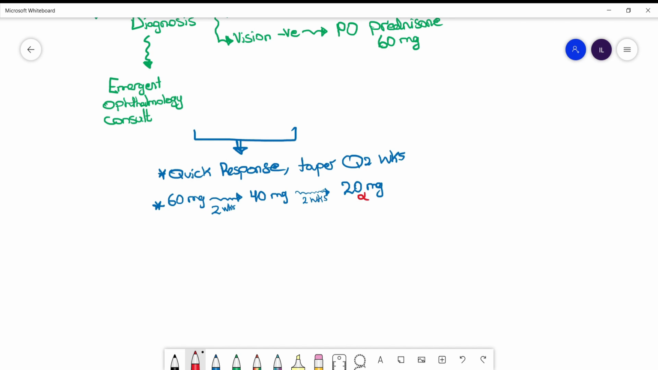And the answer is you put them back on the 40 milligrams, which was their lowest effective dose, and you want to taper it down this time at a slower rate. And this is very high yield. They like to ask about which dose you want to put them back on if they have their symptoms back again.